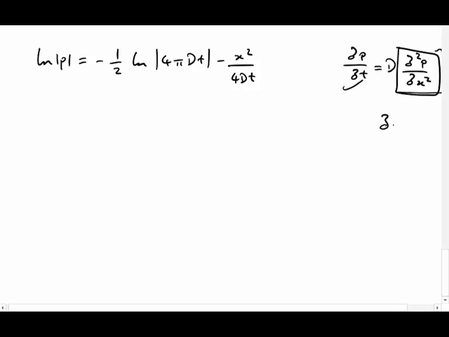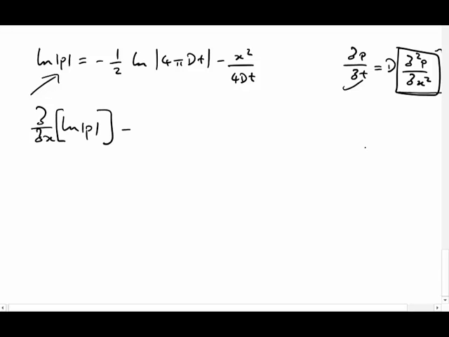First of all, I need to find dp by dx, and then I'm going to differentiate that whole thing with respect to x again. So once I've found that, I'm going to differentiate it with respect to x again to find what it is. So let's find out what dp by dx is. Well, basically what I'm going to have to do is differentiate all of this thing by dx. So I'll have to differentiate with respect to x the natural logarithm of p.